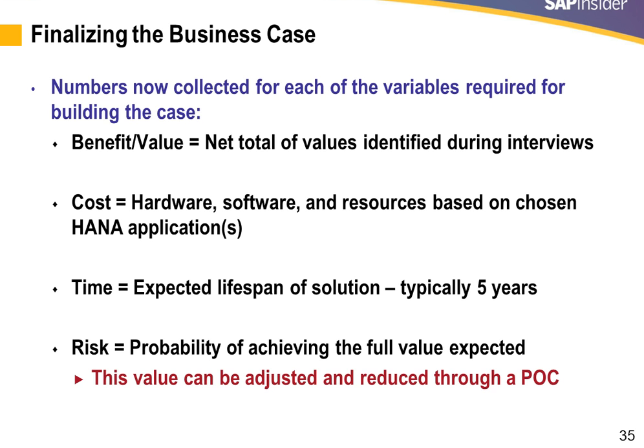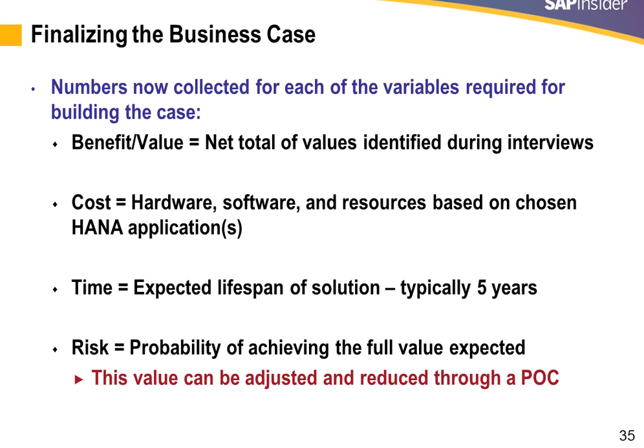Well, it's just back to that formula we showed at the very beginning, the net present value formula. We knew there were 4 inputs that we had to define, and now we've walked through how we define each one of those, and just a quick review. The benefits we've collected by doing our interviews and mapping those critical value processes.